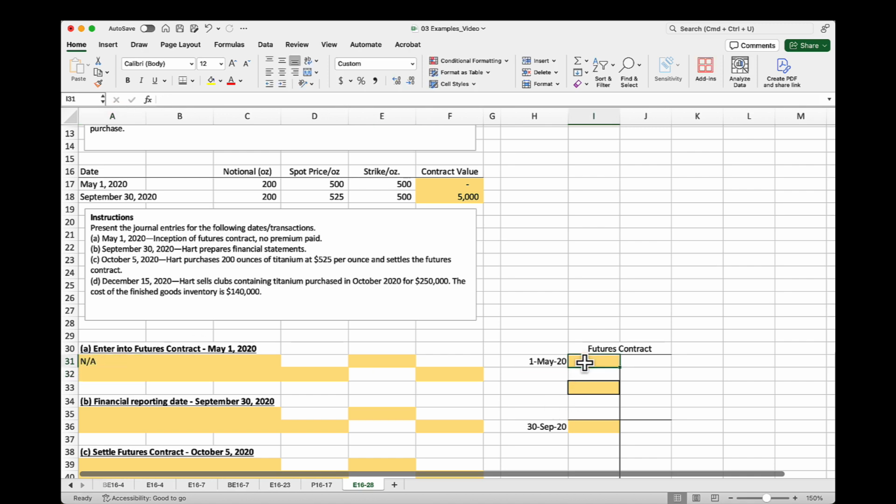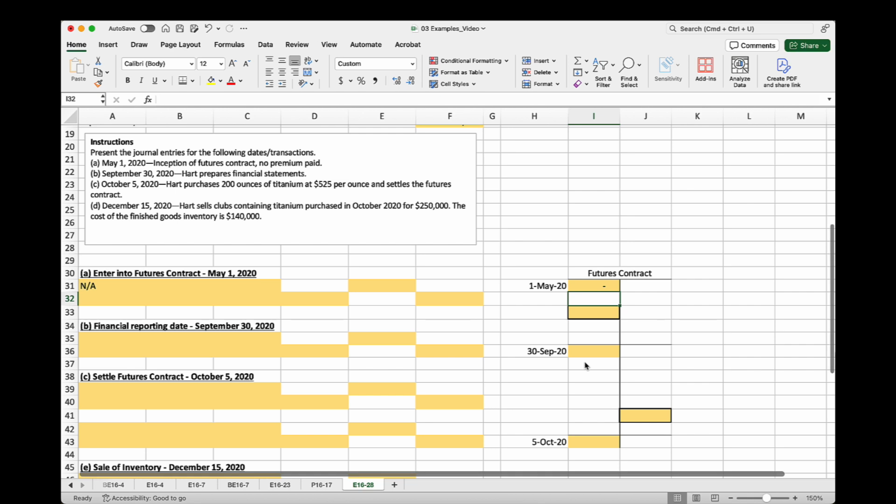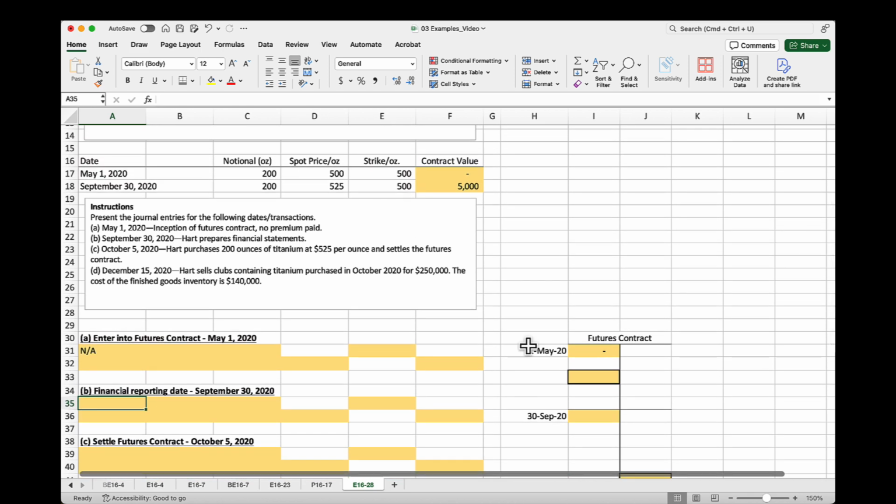All right, so initially they enter into this futures contract and it costs them nothing. So that is $0 in our initial futures contract account, because remember, we're going to record that at cost and it cost us nothing. Then on our first financial reporting date, we are going to have to mark our futures contract to market. And so we know that as of our first financial reporting date, the fair value is $5,000. So we know we want the ending value of our futures contract account to be $5,000. There was no beginning balance, so that means that we're just going to get to debit $5,000 to our futures contract.